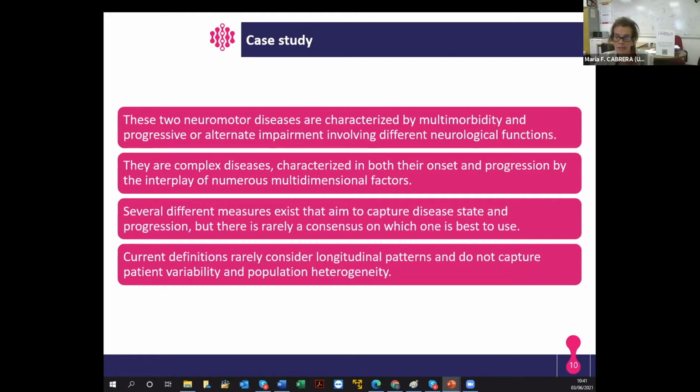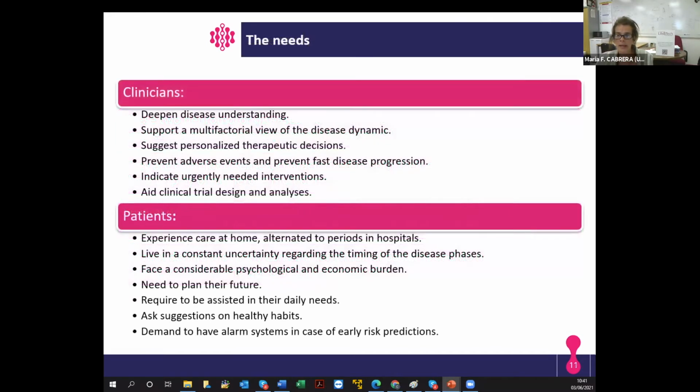There are several measures that aim to capture the disease state and progression. However, there is barely a consensus on which one is the best to use. And finally, the current definitions rarely consider longitudinal patterns and do not capture patient variability and population heterogeneity. With this, clinicians need models and tools able to deepen disease understanding, support a multifactorial view of the disease dynamics, suggest personalized therapeutic decisions, and prevent adverse events and fast disease progression.